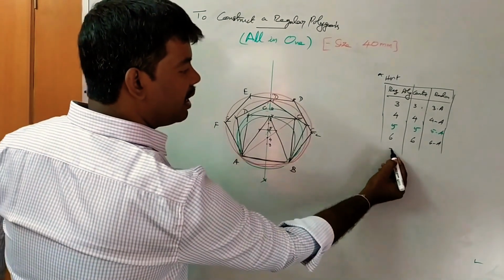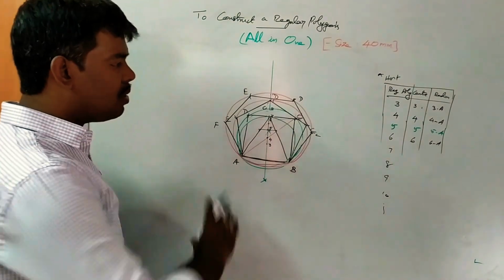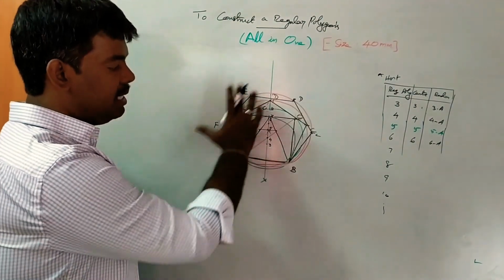So like that we go for heptagon, octagon, nonagon, decagon, etc. So all the regular polygons can be drawn in a single diagram.